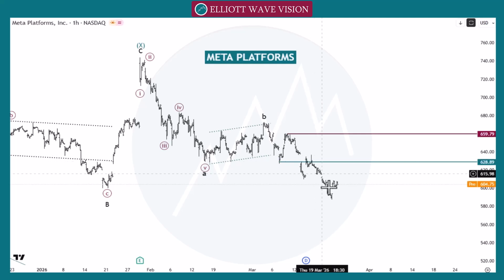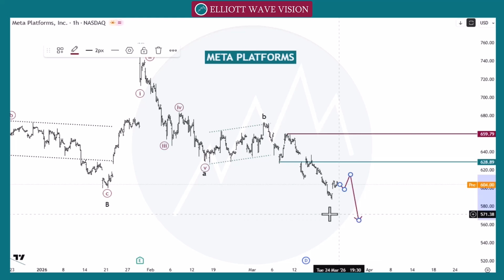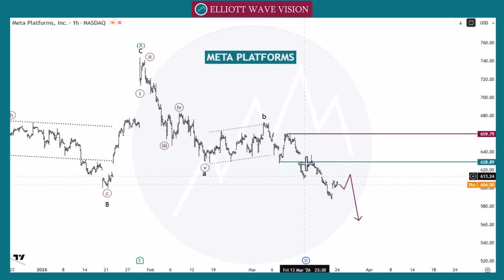Arrival, reaction, first low below level. Now we need to wait for the A, wave B and wave C. Then we will go towards the 580 and then 565 with respect to the Elliott wave count. So let's check the Elliott wave count like 1, 2, 3, 4 and 5.